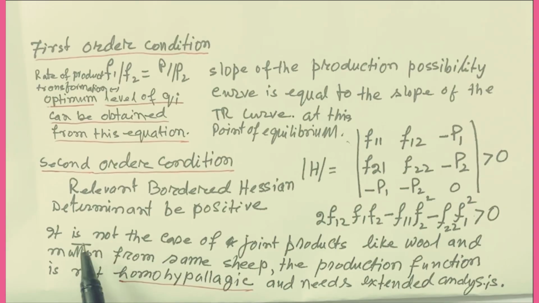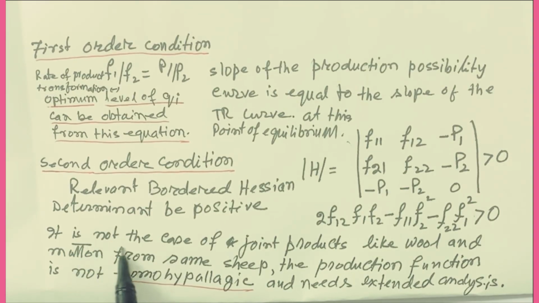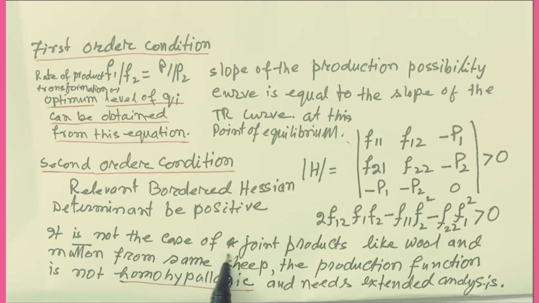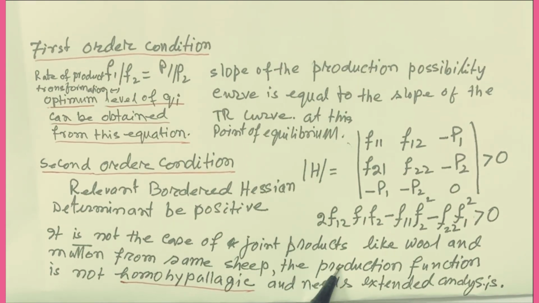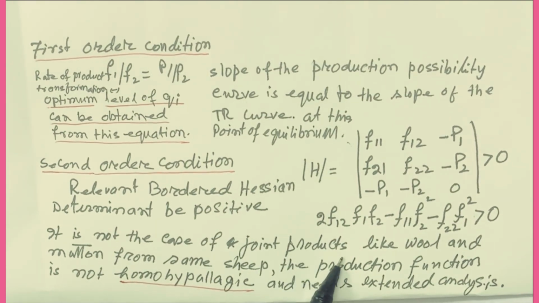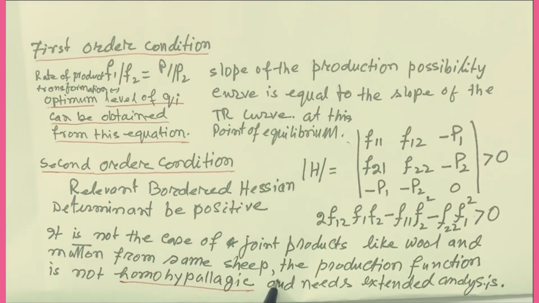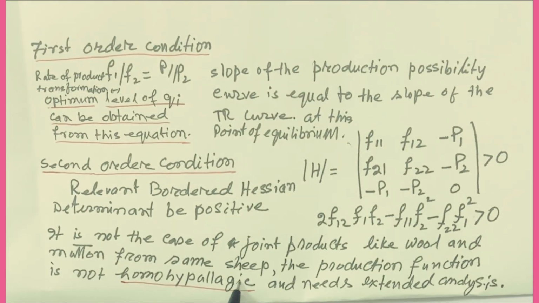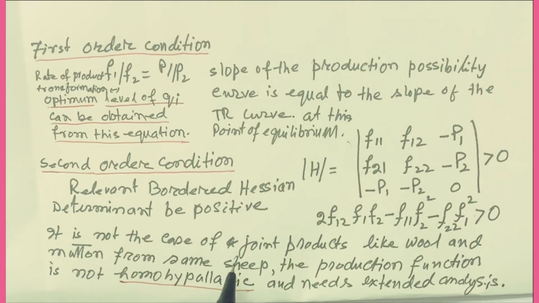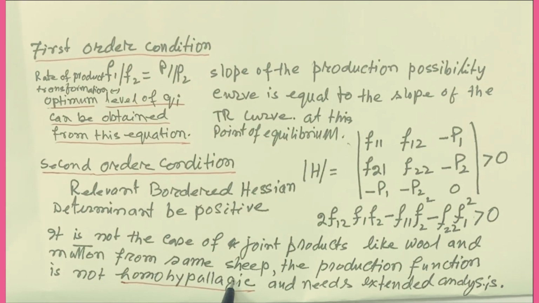Now there is a difference. It is not the case of a joint product, like wool and mutton from the same sheep. So it is not the case of joint product, but it is the combination of the products.